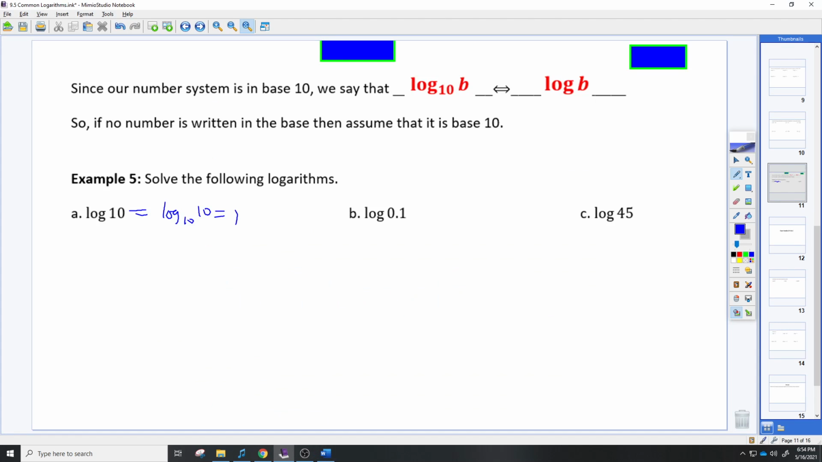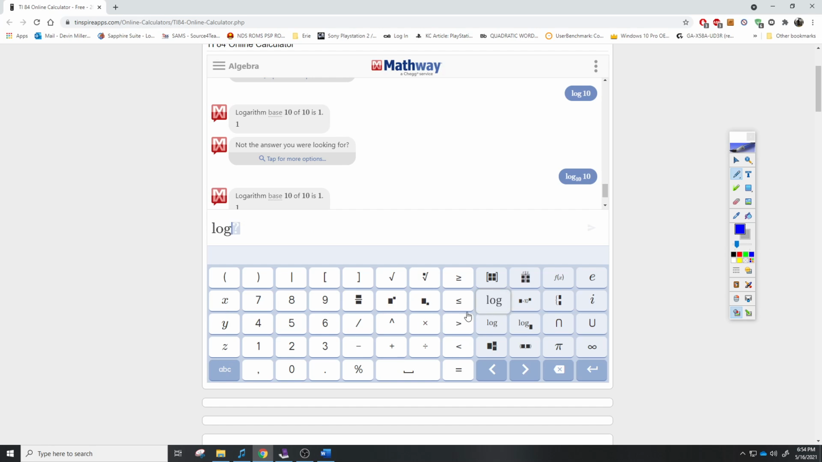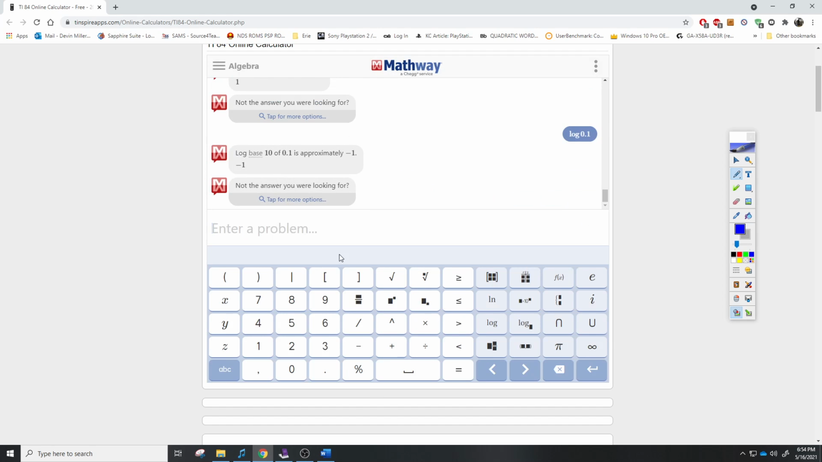There's a button on the calculator and on your cell phone that has just the button log without the subscript, like the base with it, and this will work for that. So log of 0.1, I'm not going to rewrite it again. I'm just going to type it in, log of 0.1. That would be -1.